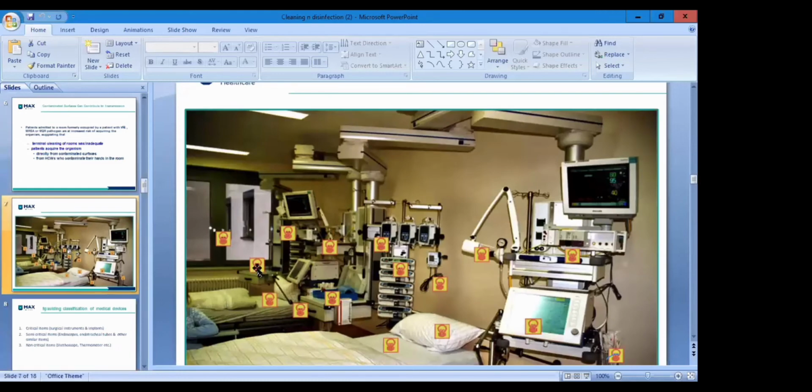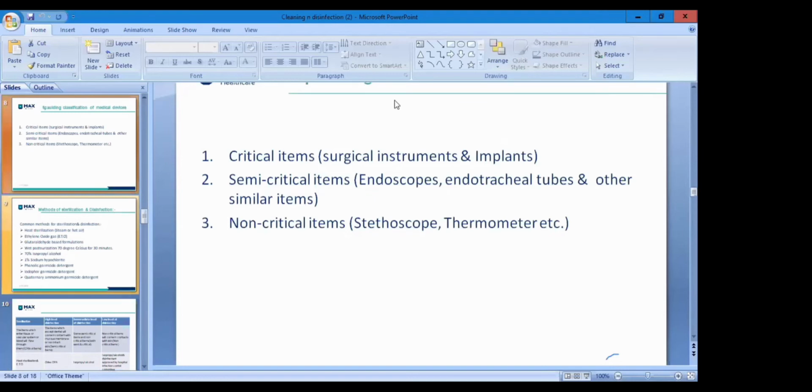In this picture, I'm just trying to show the high touch surface areas which are continuously touched. These are the areas which housekeeping staff need to be trained to clean whenever the patient is moving from the ICU care setting to the ward area. I've explained critical items: surgical instruments and implants. Semi-critical items are endoscopes, endotracheal tubes, and other similar items. Non-critical items are the stethoscope and thermometer.